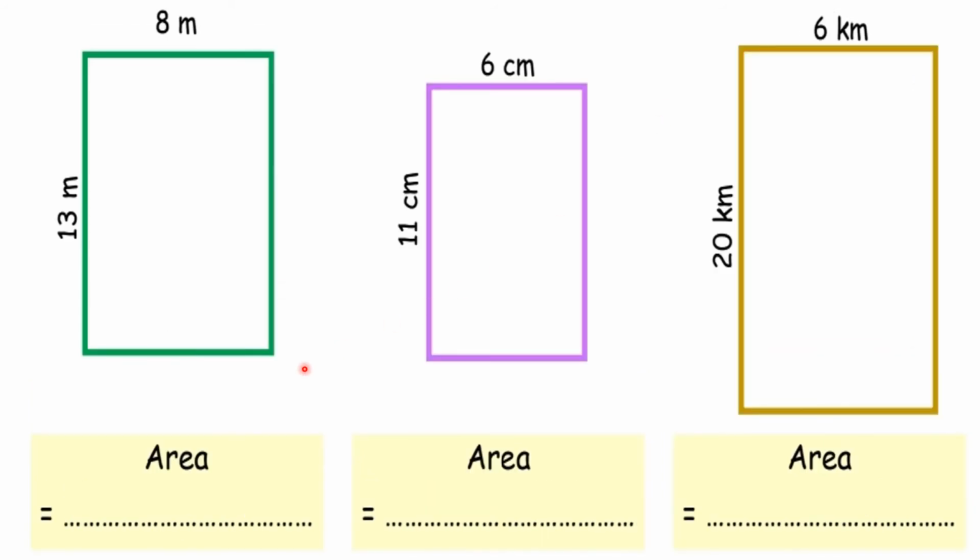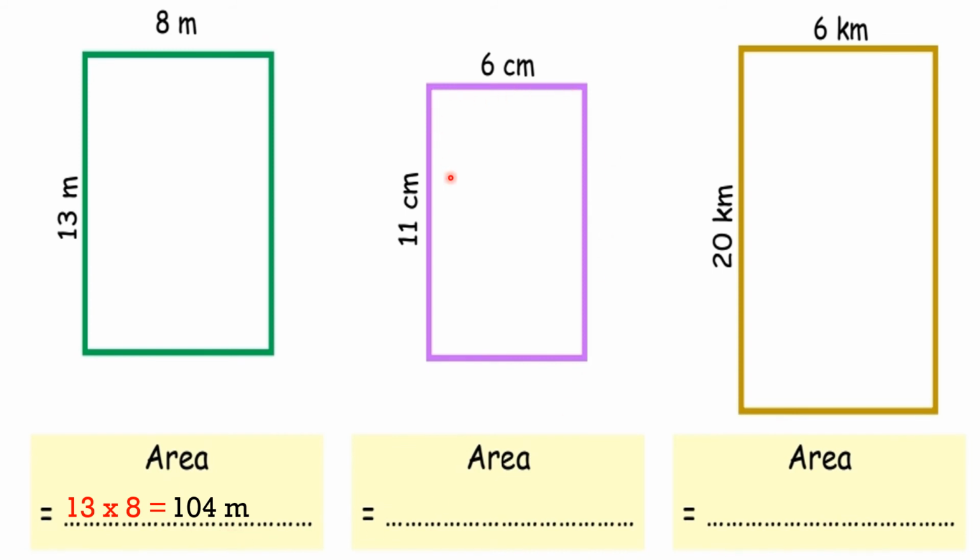Let's see the area of these shapes. 8 meters and 13. So I will multiply 8 by 13. I can use the distribution if I don't know the answer, or I can just write the answer if you can count it. 104 meters.